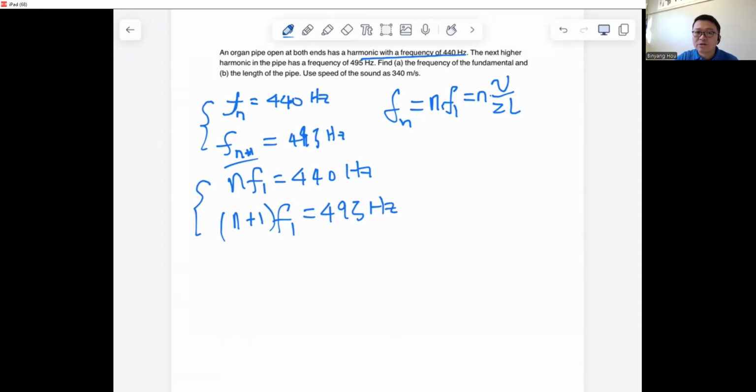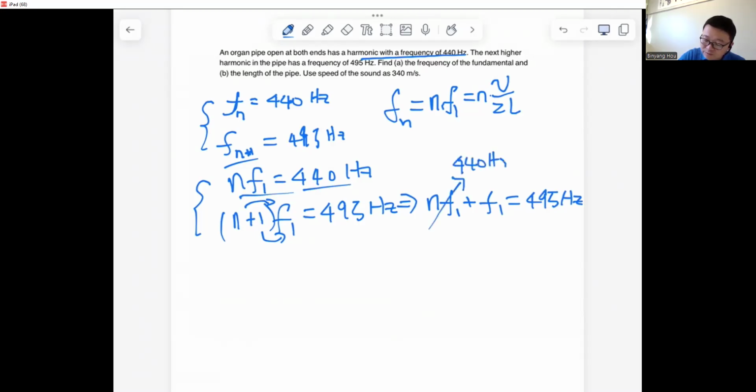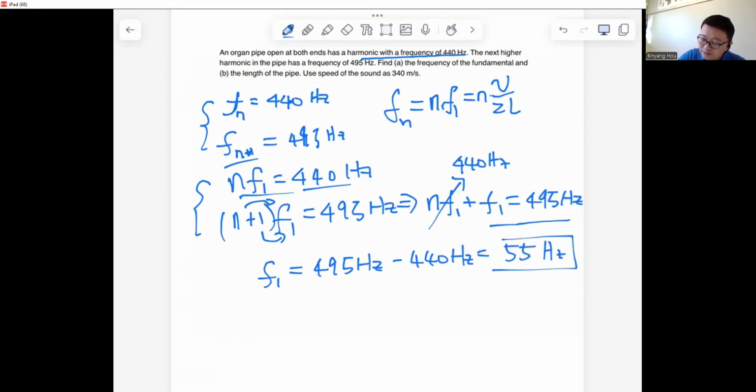So you can write one in terms of the other and then do substitution as we normally do. Or if we look carefully at the second equation, it can be rewritten as n times f1 plus f1, which equals 495 hertz. The first equation tells you that n f1 is 440 hertz already. So then f1 will be just equal to 495 minus 440, so we can solve that directly. This is 495 minus 440 hertz, which is 55 hertz. Okay, so that's the fundamental. So it looks like we have that taken care of.